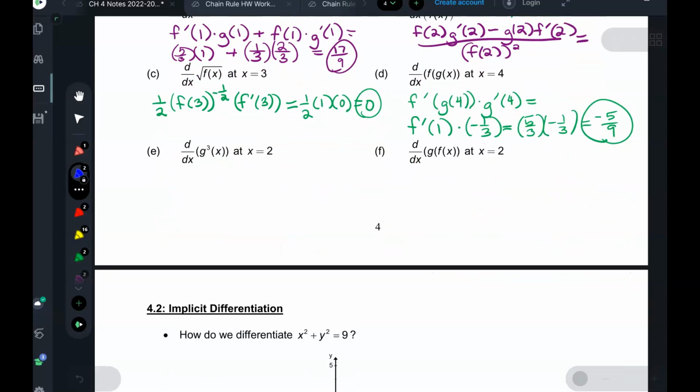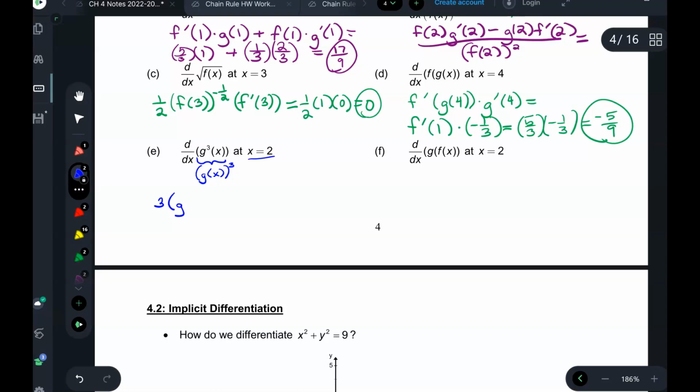Okay, with this next one, you see where the 3 is? That's kind of like sine to the third or cosine. So what we want to think about is this is really g of x to the third power. Okay, so what's my outside, what's the inside? The outside is the power, the third power. So we're going to move 3 to the front.